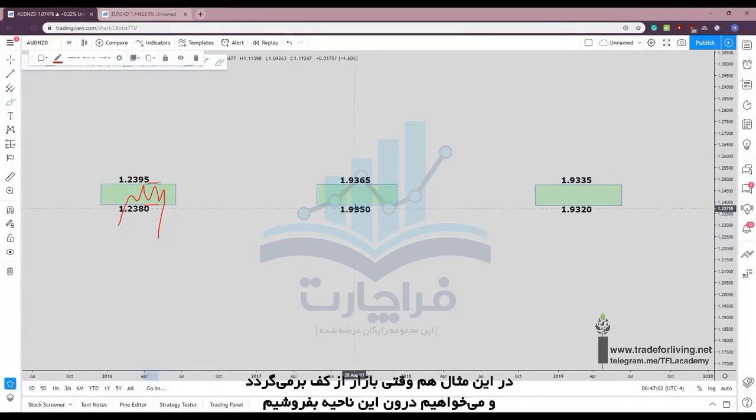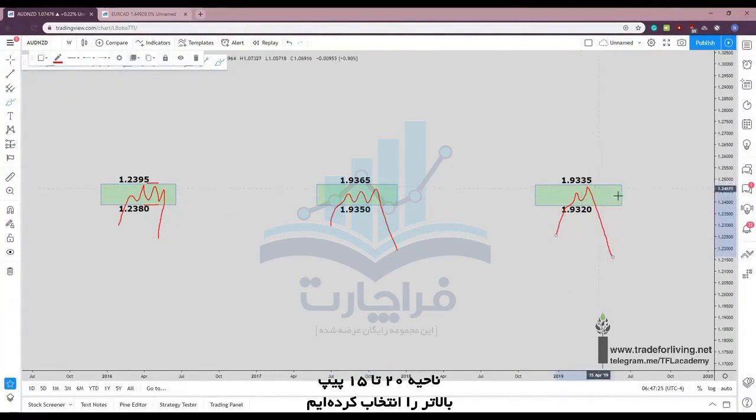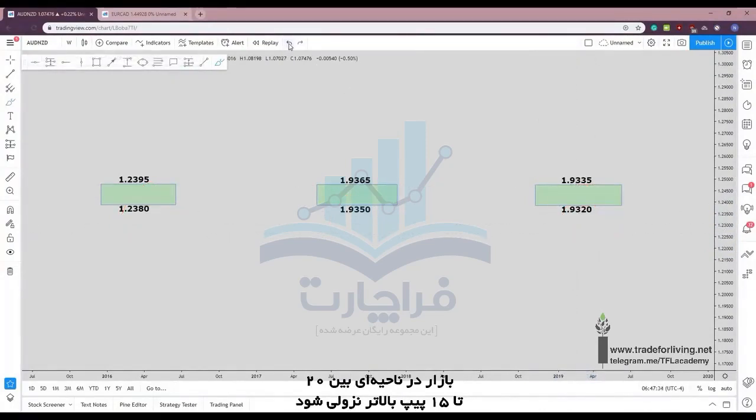And the same thing for the 50. When the market is coming from below and we want to short inside of this area, the reason we put a box that goes from the 50 to 15 pips above the 50 is because from this area we're expecting the market to be rejected. And again, the same exact scenario for the 20. The reason we put this box from the 20 to 15 pips above the 20 is because we expect the market to reject an area between the 20 and 15 pips above the 20. This is the reason we do this.